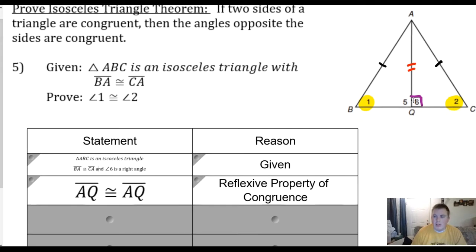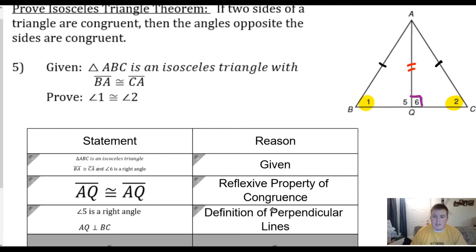Now I also can tell a little bit more from the fact that that angle right there, angle 6, is going to be a 90-degree angle. Because that makes a 90-degree angle, we are going to be able to say that angle 5 is also a right angle, and that AQ is going to be perpendicular to BC. And that is by the definition of perpendicular lines. So I can go ahead and actually mark angle 5 here as well. So at this point, I have a side, and then I know these are both 90-degree angles.